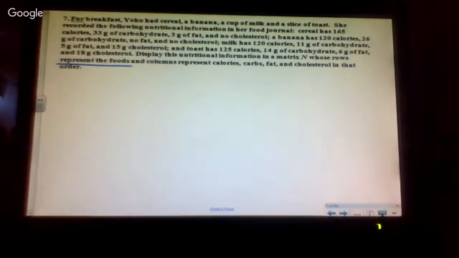How do you want to order them? Cereal, banana, milk, toast. My columns are going to be calories, carbs, fat, and cholesterol.